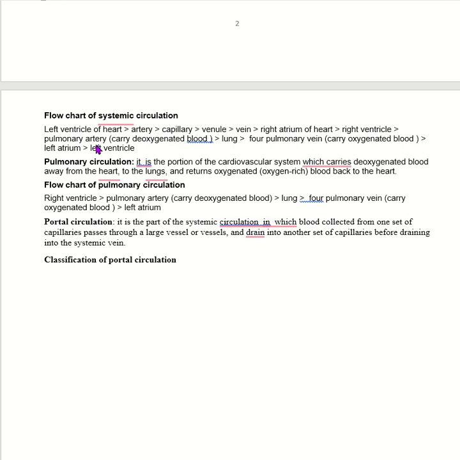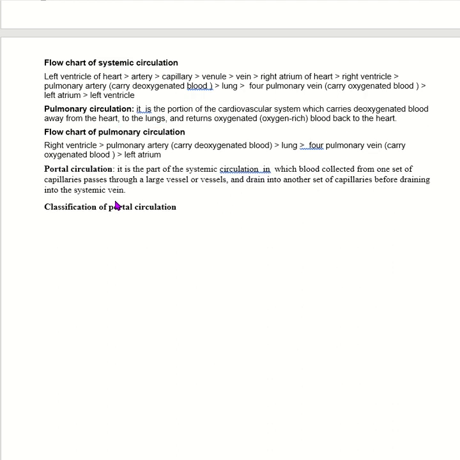Now the flow chart of the systemic circulation: left ventricle of the heart, artery, capillary, venules, vein, then right atrium of the heart, right ventricle, pulmonary artery, lung, 4 pulmonary veins, left atrium, left ventricle. The flow chart of the pulmonary circulation: right ventricle, pulmonary artery, lung, 4 pulmonary veins, and left atrium.